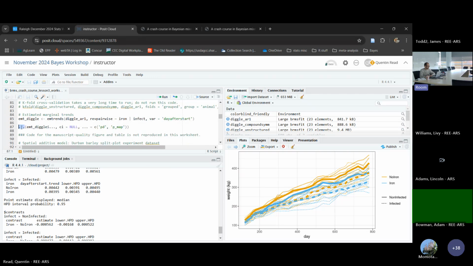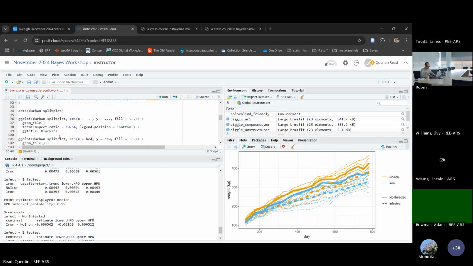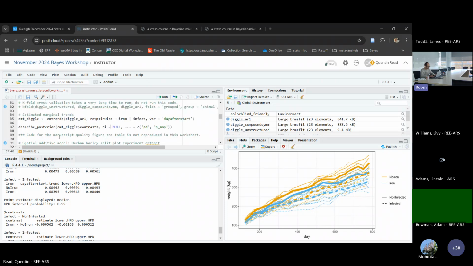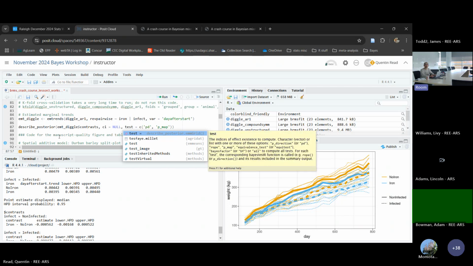So we can do that by calling describe underscore posterior. And the object you want to use is the contrasts that are within this trend object. And we want to test with those two different p-value analogs. And if we hit Control Enter, we'll see what we get.